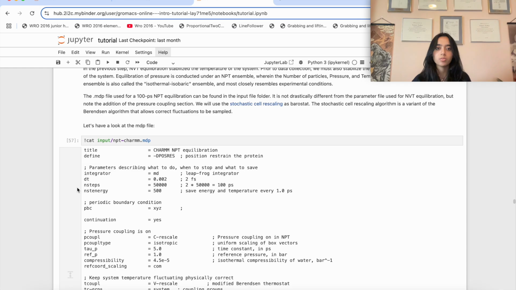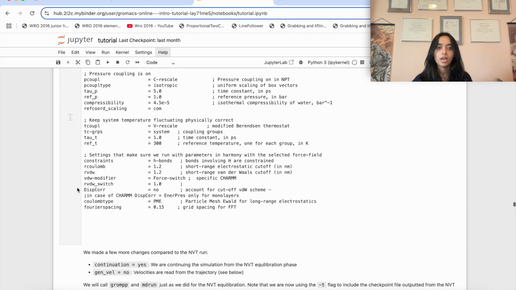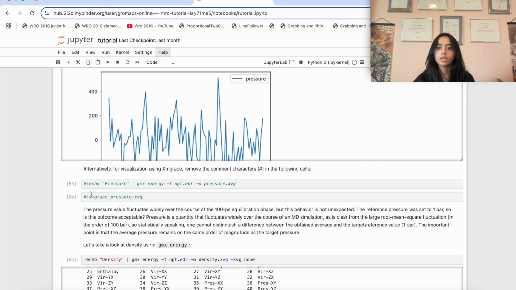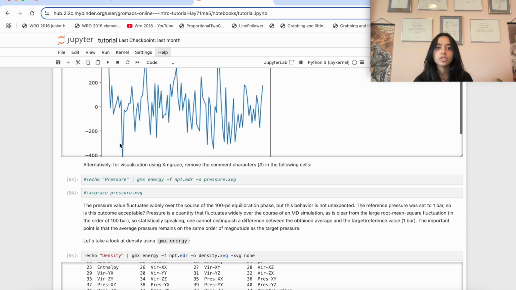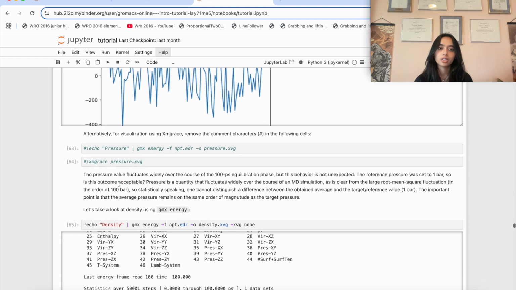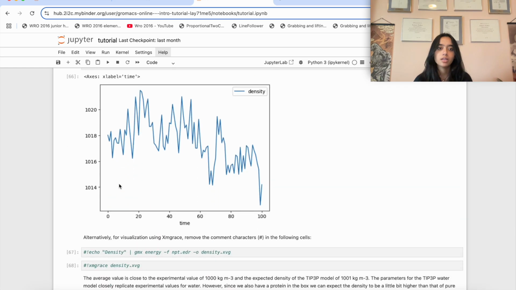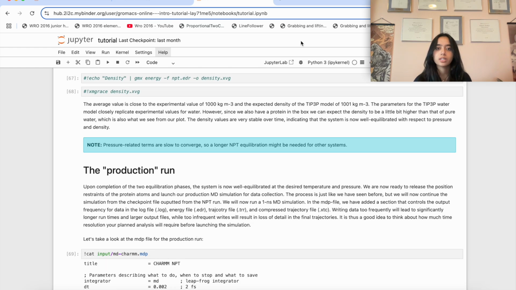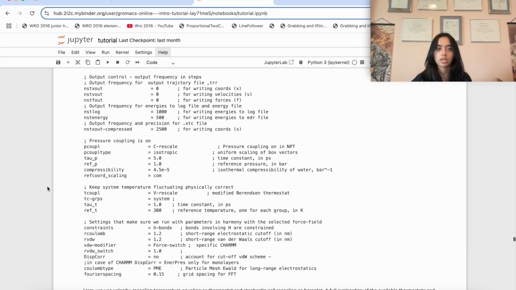Next, we must stabilize the pressure and density of the system. Again, we use a pre-computed run here and observe the results. There's a fair bit of fluctuation, but the average pressure remains on the same order of magnitude as the target. And if we see the density, the average stabilizes a bit higher than that of pure water due to the protein. After the system is well equilibrated at the desired temperature and pressure, we are now ready to release the position restraints of the protein atoms and launch our production molecular dynamics simulation for data collection.